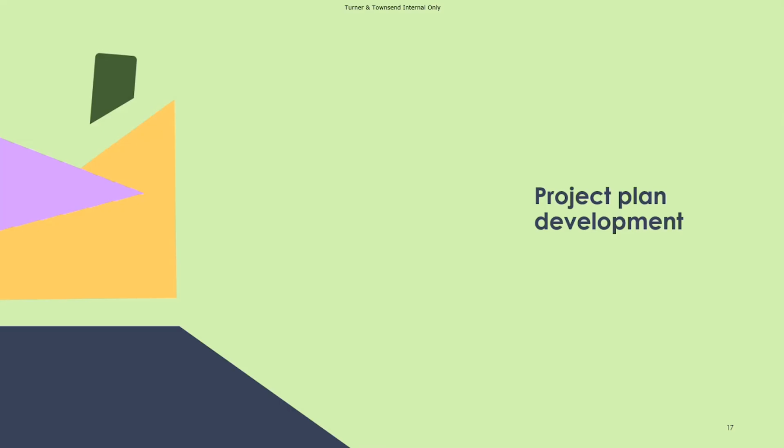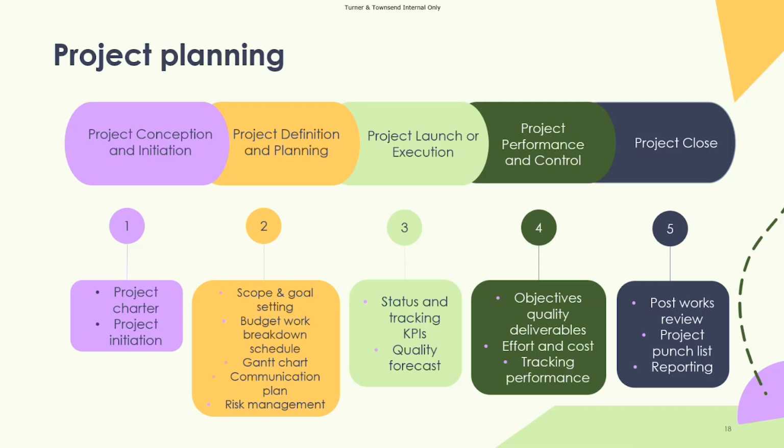So now we've thought about the delivery model, how do we put this into a project plan? Project planning kind of happens in 5 different steps. You start with the project conception and initiation, and then you've got the project defining and planning. So this is where you start to do the shortlisting. There'll be a lot of trial and error, a lot of back and forth, a lot of working through to see if it's going to be possible.